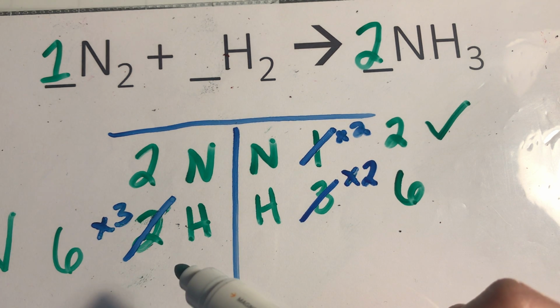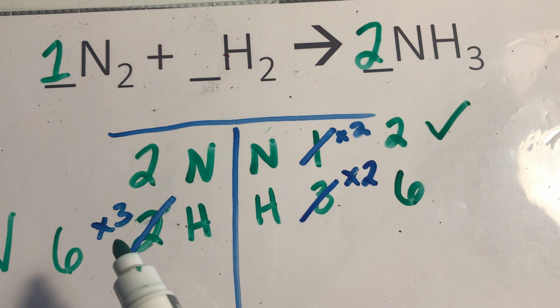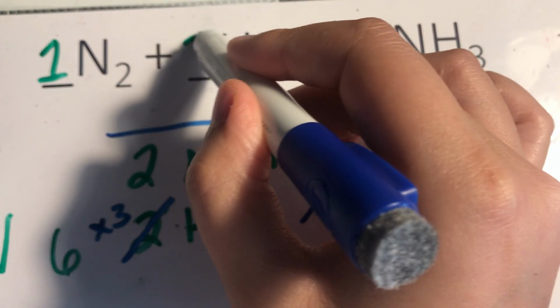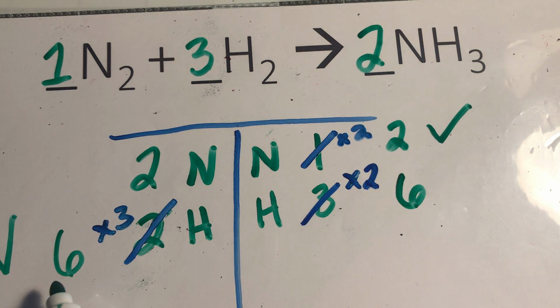Then when we get to our hydrogen, our little guy, we had to manipulate it using a times 3. So what that means is I have 3 moles of my diatomic hydrogen here. So 3 times 2 is 6. That's how we got this to balance, okay?